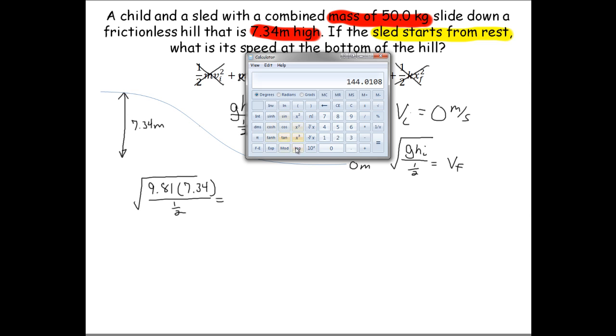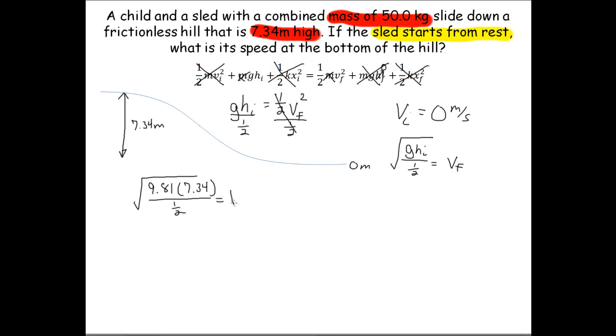The square root is right up here. For some reason they put the cube root down here and the y root up here, but the square root on this calculator is right there. If I click it, I get roughly 12. So my v final is going to equal 12 meters per second. And that's my answer.